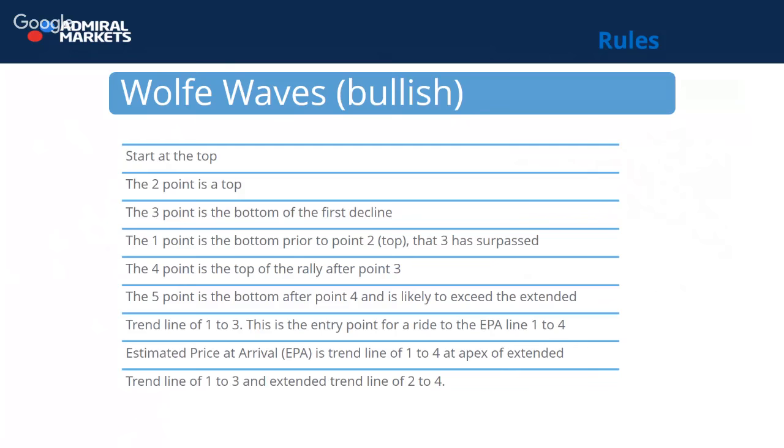So bullish Wolfe Wave, this is the rule for how we actually chart it. We usually start at the top. That is a very important thing to know. We start at the top. The point 2 is the top. The point 3 is the bottom of the first decline. I will also explain this on a live chart. The point 4 is the top of the rally after point 3. The point 5 is the bottom after point 4 and is likely to exceed the extended line.